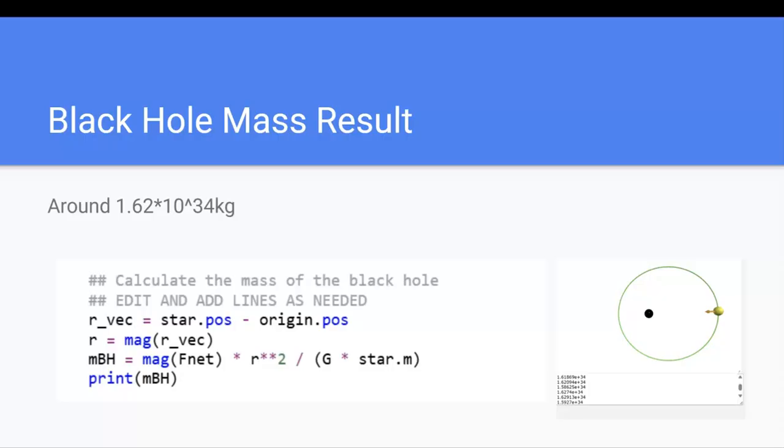For my black hole mass result, using the gravitational force equation, we can solve for the mass of the black hole. I got around 1.62 times 10 to the 34 kilograms, and this is calculated from averaging different values.